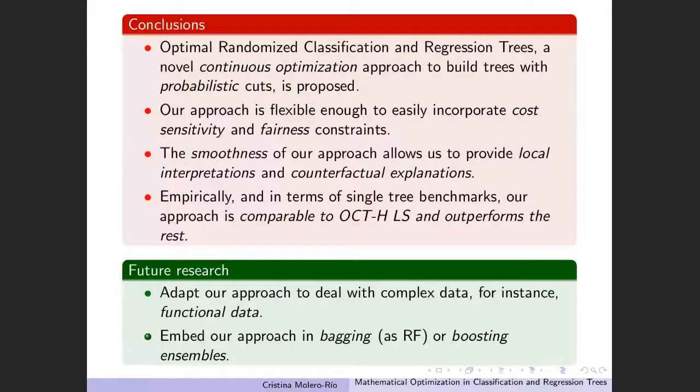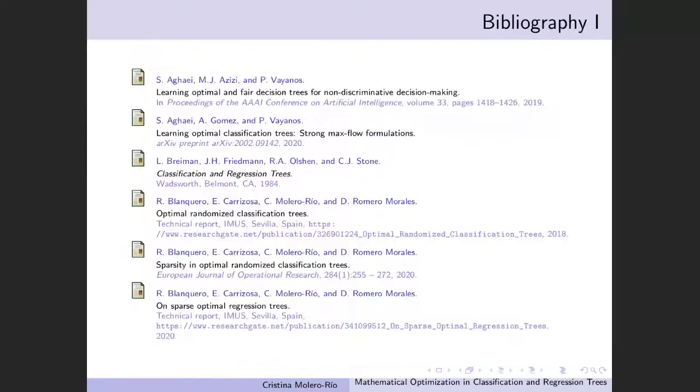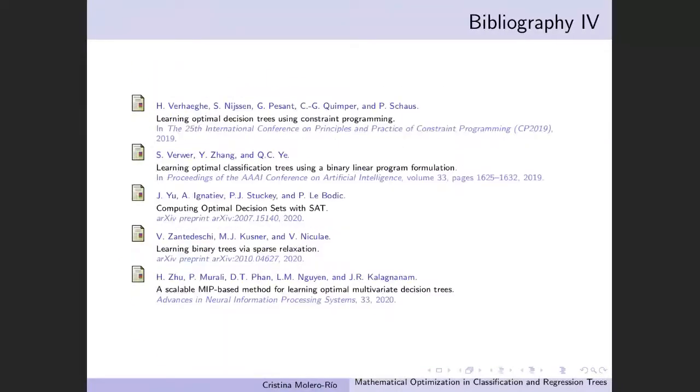Okay. So some conclusions. I have presented a continuous optimization approach to build trees with probabilistic cuts. We have seen that it is flexible enough to incorporate cost sensitivity and fairness constraints. The smoothness of our approach allows us to provide local interpretation and counterfactual explanation, against the MILO approaches and deterministic ones. And empirically, we are comparable or outperform the benchmark. For future research, we would like to deal with functional data, and also it is interesting to try to embed our approach in bagging or boosting ensembles. Here the bibliography, sorry, and just a slide to thank you for your attention.